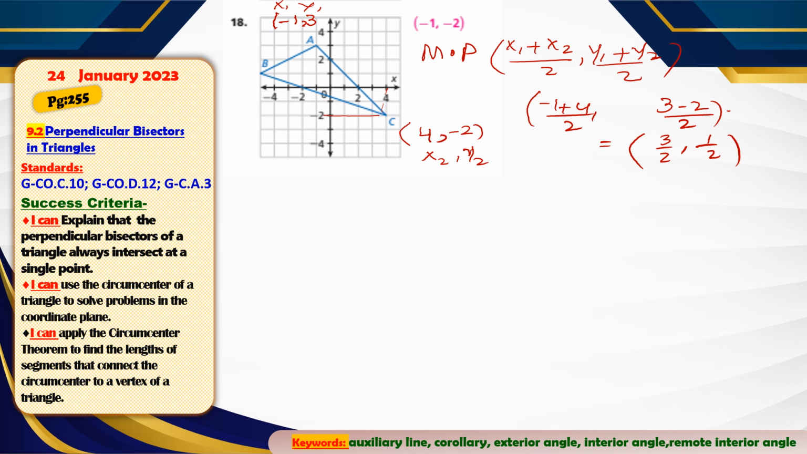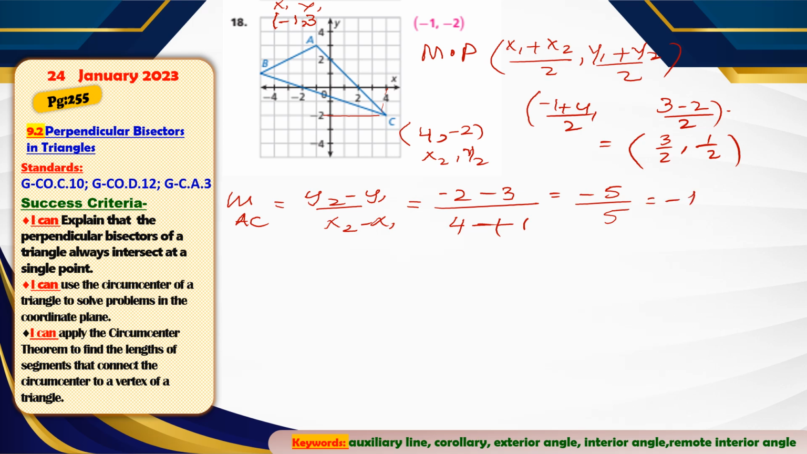Now we have to find out the slope. Okay, so slope of AC. The formula is y2 minus y1 over x2 minus x1. So what is our y2? Our y2 is negative 2, y1 is 3, our x2 is 4 minus x1 which is negative 1, and negative negative gives you positive. So negative 2 minus 3 gives us negative 5, 4 plus 1 is 5, so the answer is negative 1. So negative 1, right?